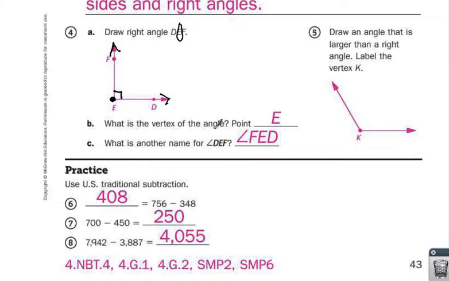So letter B says, what is the vertex? Point E. Another name could be angle FED, as long as that E is in the middle.